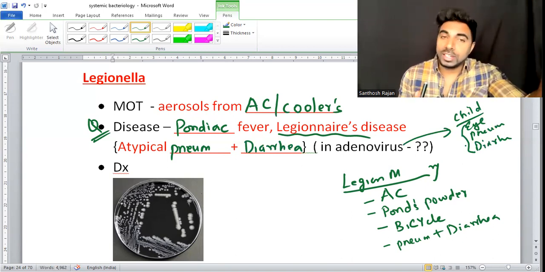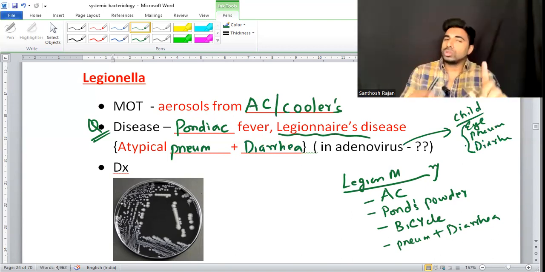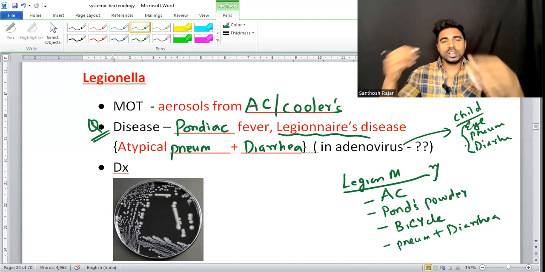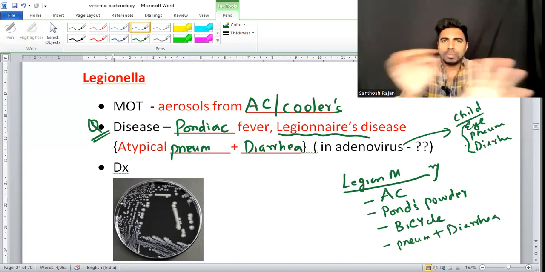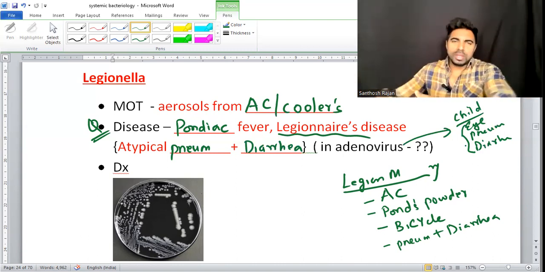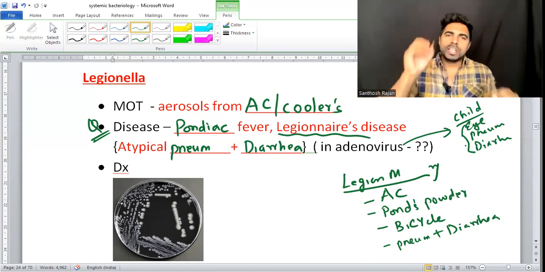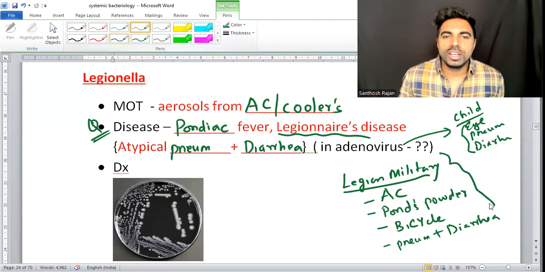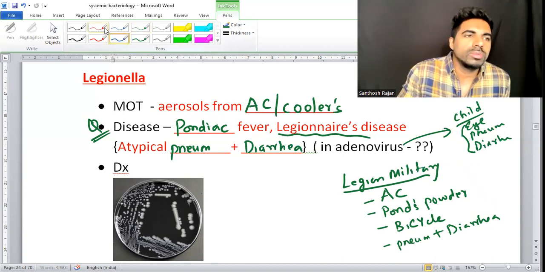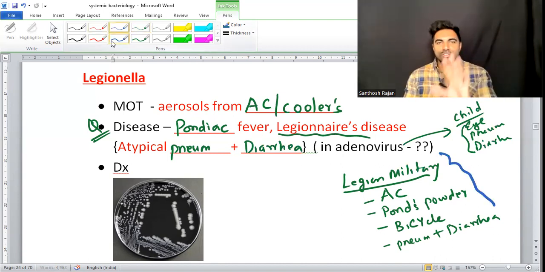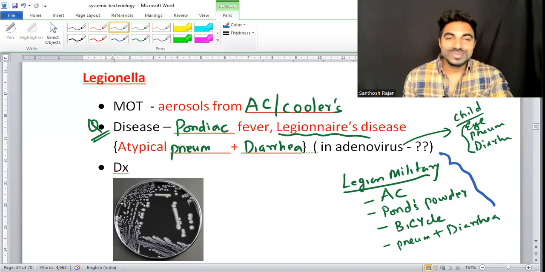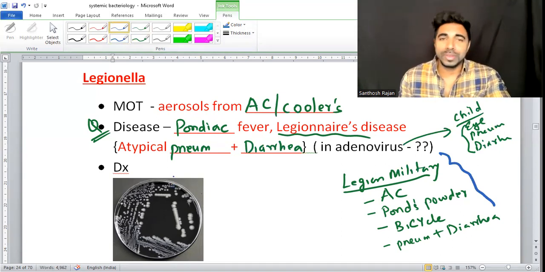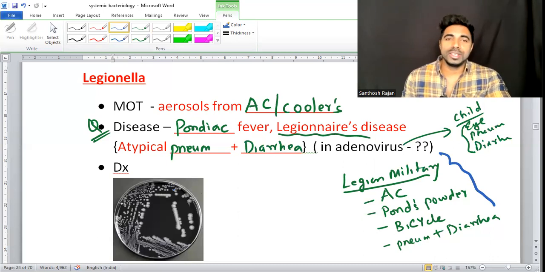One is Legionella bacteria, the other is adenovirus. A den full of children crying, sneezing, diarrhea, everything comes. So it's adenovirus. Okay, you're getting it right. Easy peasy. Very easy. Micro is an awesome subject, super duper easy. If you really want to score good in your FMG or NEET PG, I guarantee it.